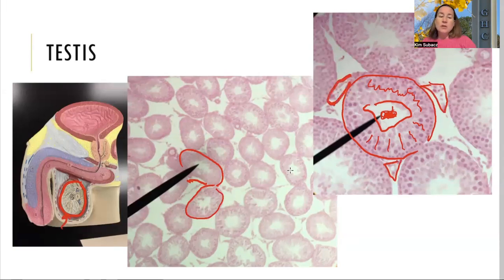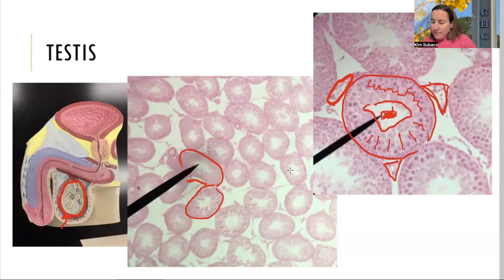These guys are going to be in charge of producing testosterone, coming from our Leydig cells, and Sertoli cells will produce inhibin. So if testosterone is low, the Leydig cells are going to kick in and bring testosterone levels up. If testosterone levels get too high, the Sertoli cells will produce inhibin and bring them back down. So those are from this area here.